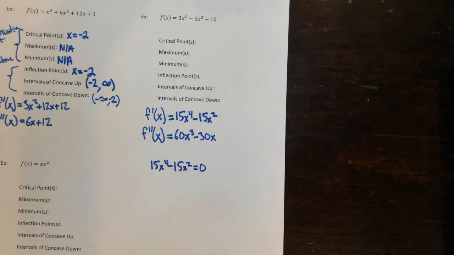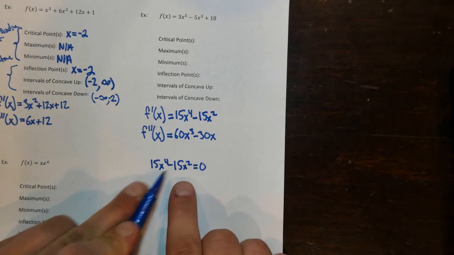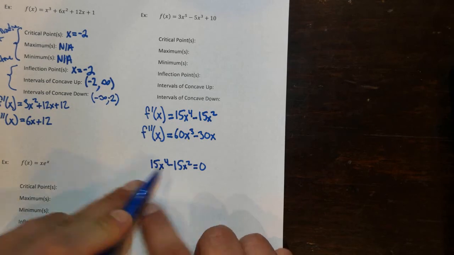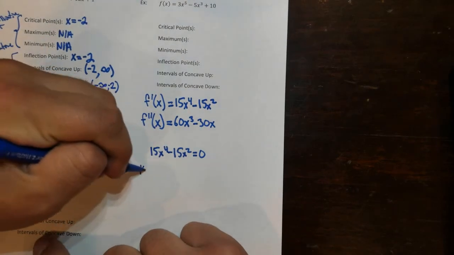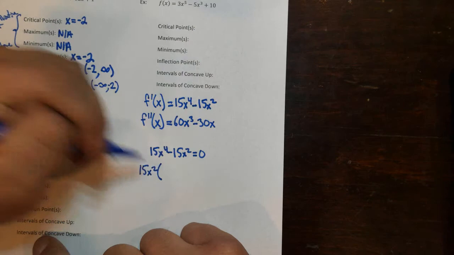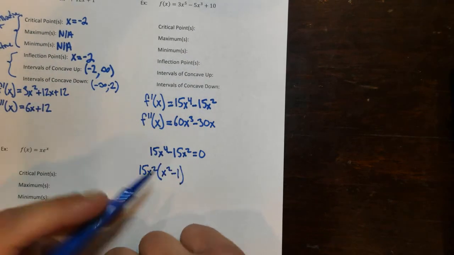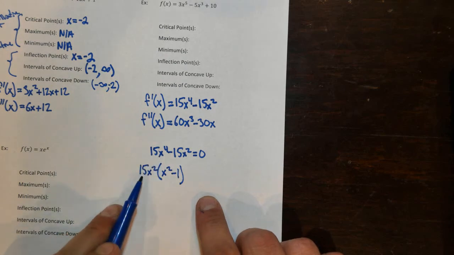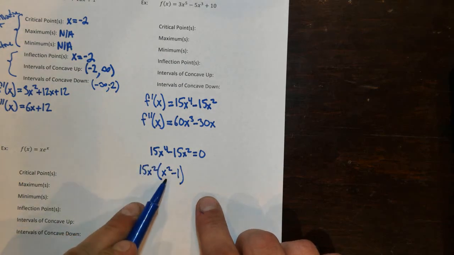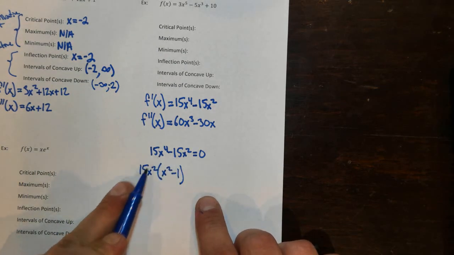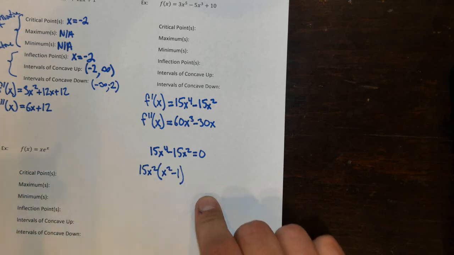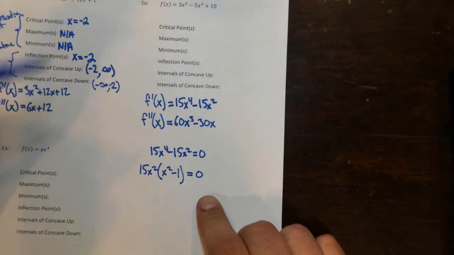Now, this is what I would do in this case. I would go ahead and factor out a 15x squared. Isn't it true that they both have factors of 15x squared? So let's go ahead and factor out 15x squared. We're going to have x squared minus 1, right? I just divided it out. 15x to the 4th divided by 15x squared is x squared. Negative 15x squared divided by 15x squared is negative 1, equals 0.